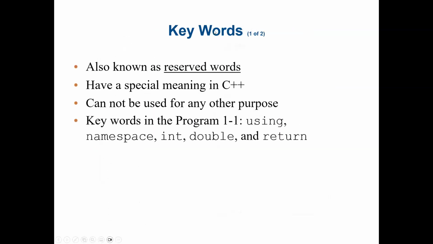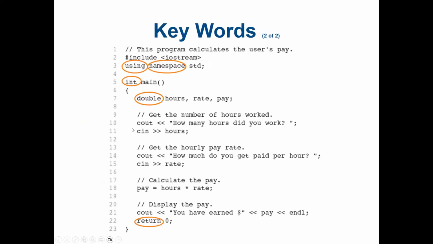So here again, the keywords, also known as reserved words, have a special meaning in C++. Examples here again: using namespace, int, double, and return. So in our program, these are the keywords.